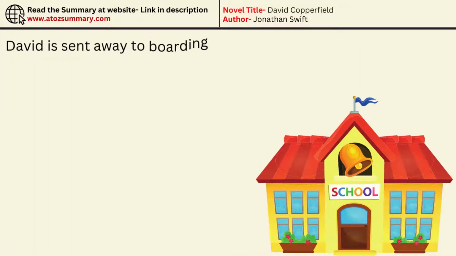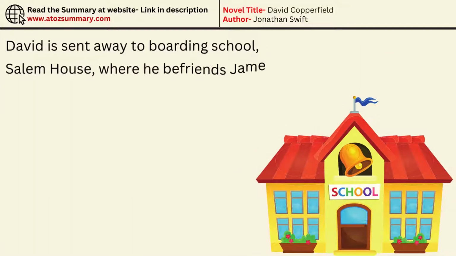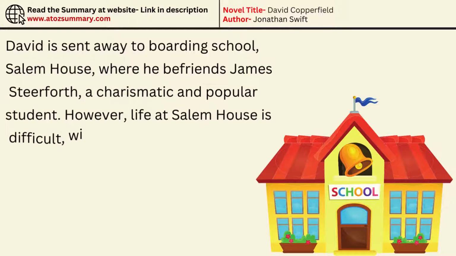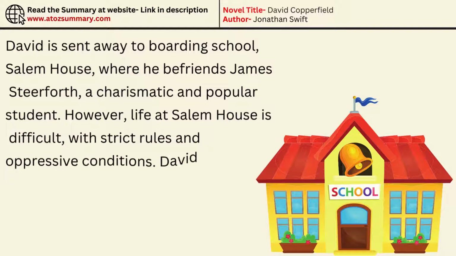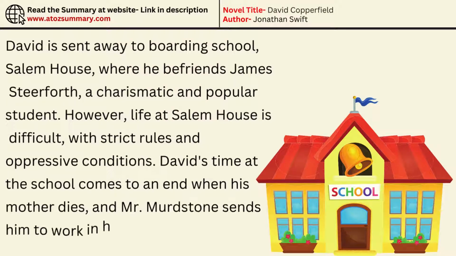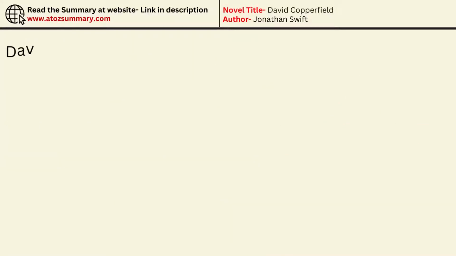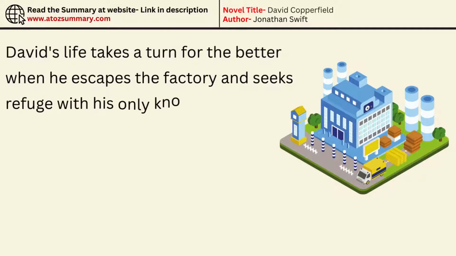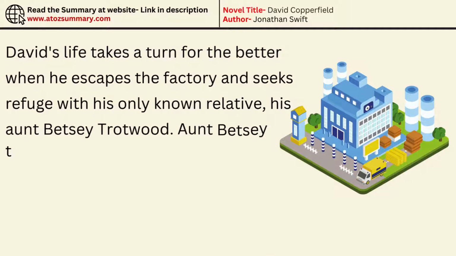David is sent away to boarding school, Salem House, where he befriends James Steerforth, a charismatic and popular student. However, life at Salem House is difficult, with strict rules and oppressive conditions. David's time at the school comes to an end when his mother dies, and Mr. Murdstone sends him to work in his factory. David's life takes a turn for the better when he escapes the factory and seeks refuge with his only known relative, his Aunt Betsy Trotwood.